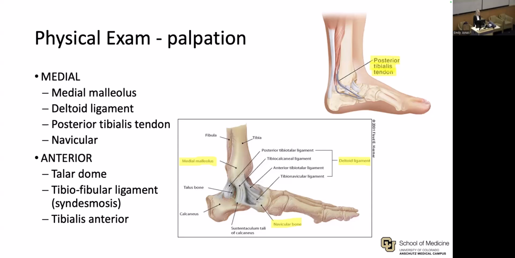So you want to know if there's tenderness there. And then the anterior part of the ankle, the talar dome, the syndesmosis is sort of hard to palpate, but you might be able to determine if there's some tenderness sort of above the tibial plafond that might clue you into maybe a syndesmotic injury. And then the tibialis anterior is that anterior ankle tendon.